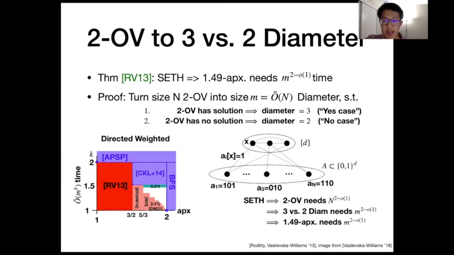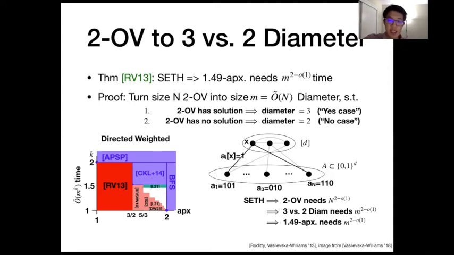First, you can easily check that in either case, all of the coordinate vertices on top have distance 2 to everything always. And in the no case, we just need to check that the distance between any two vector vertices is 2. In the no case, that means every two vectors are not orthogonal, which means every two vectors have a 1 in common in some coordinate, which gives a length 2 path through that coordinate vertex. So indeed, the diameter is 2 in the no case.